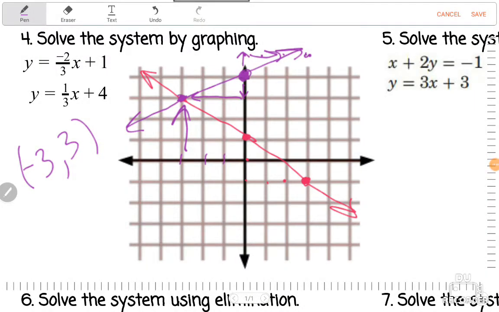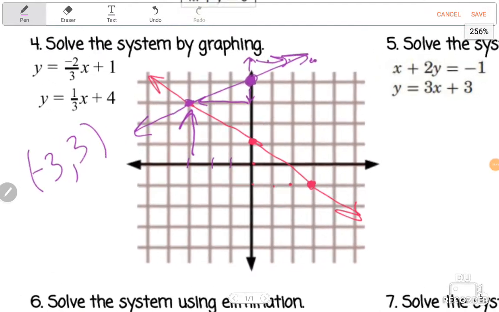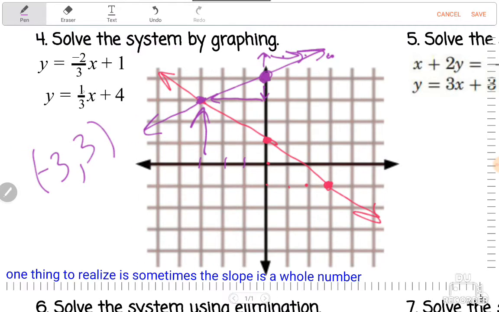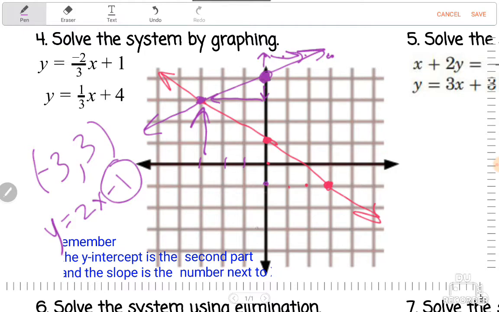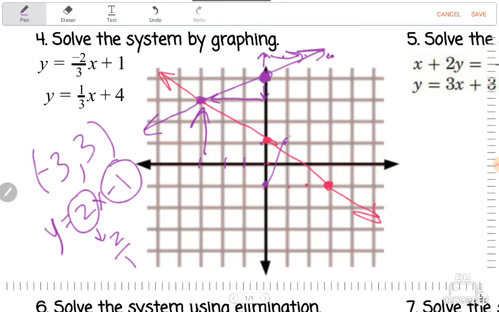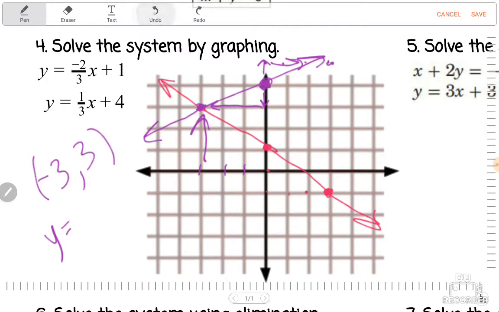Alright, so moving on now to problem 5. Hopefully that clears up some things with graphing. I should note sometimes the slope is just a whole number, like maybe you have y equals 2x minus 1. The y-intercept, remember, is always the second part, and if the slope is a whole number, you can think of it as 2/1. So you would go up 2/1, and then connect and extend for your line. Just another example so you can see that whole number thing. Now moving on to number 5.